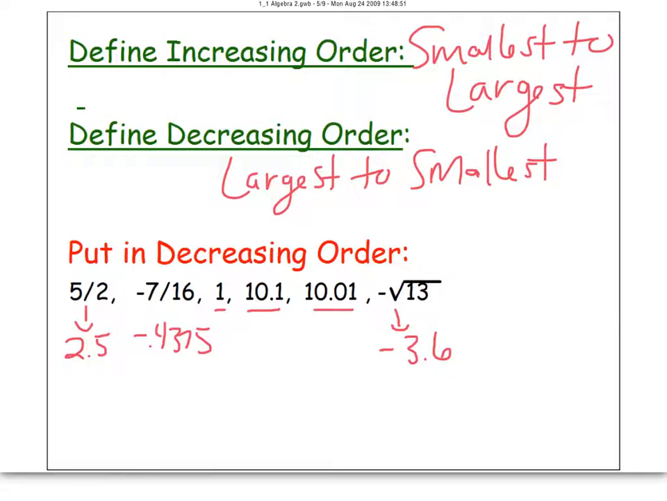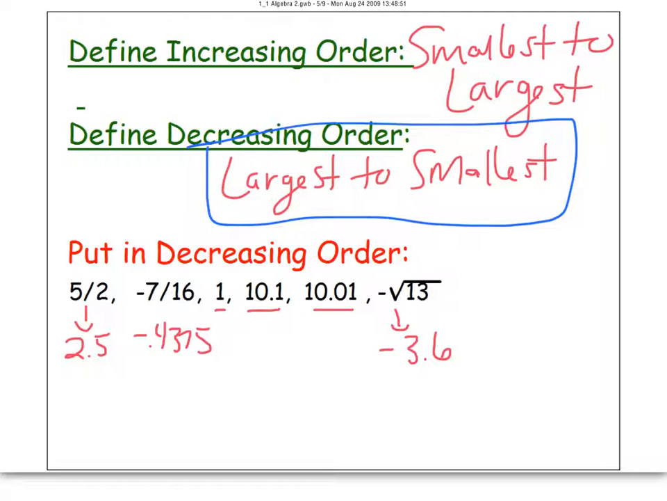Now decreasing would be largest to smallest. So I'm going to find the largest number first. And so I have to think, is it this number or this? Now remember, for decimals, the tenths is the first position. The second is the hundredths. So is 10.1, tenths, bigger or smaller than 10.01, hundredths? A tenth is going to be a little bit bigger than a hundredth, so this is the first largest number. So we're going to put 10.1 as first. I'm going to cross it out because I used it, and then put 10.01 next.